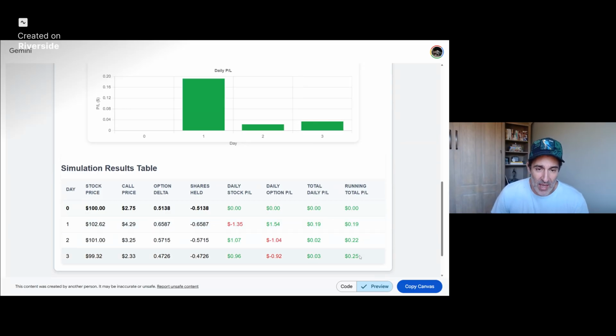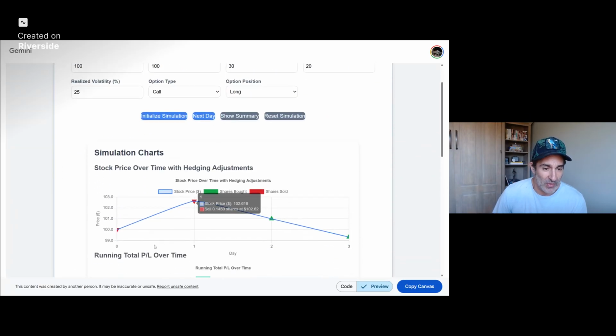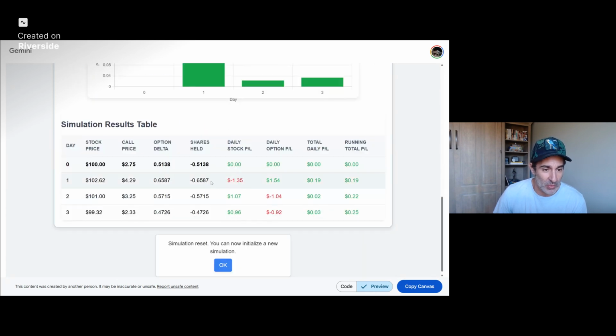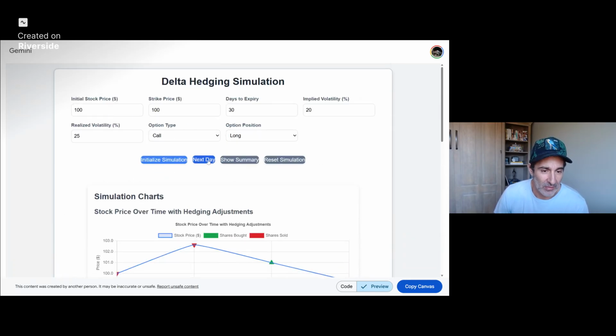All right, running total P&L now is we're up 25 cents. Let's roll the day forward again. So what we've done is we've sold stock. Initially, we sold stock to be delta neutral. Stock went up, we sold shares. Stock went down, we bought shares. Stock went down, we bought shares again. Okay. And if you notice, we've sold stock at 102.62, and then we've bought some back at 101. We've bought some more back at 99.32. Okay, let's roll the day forward again.